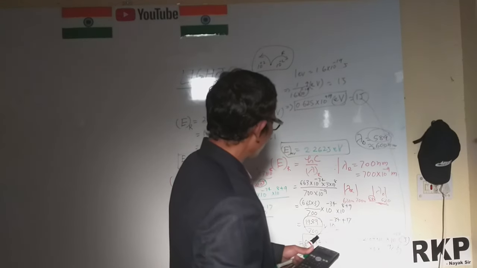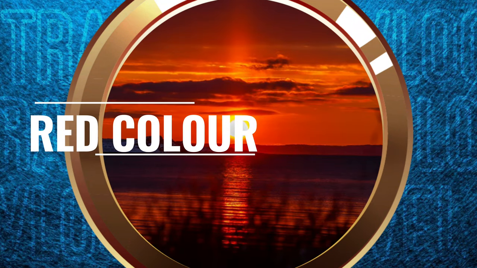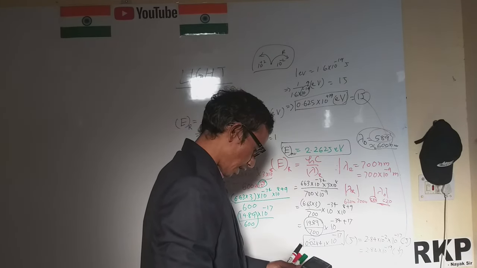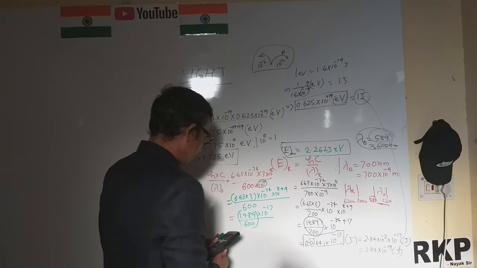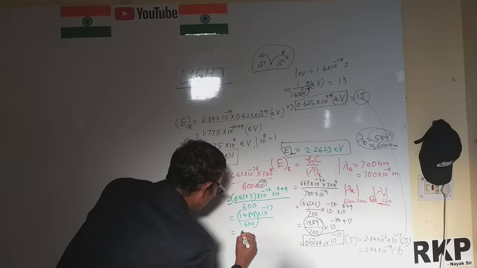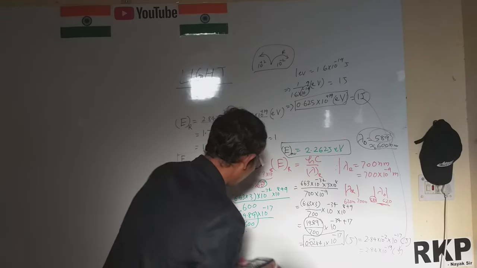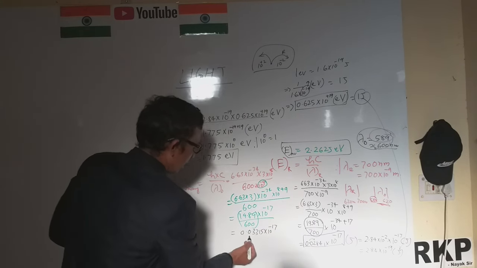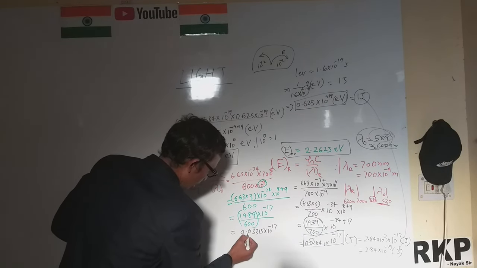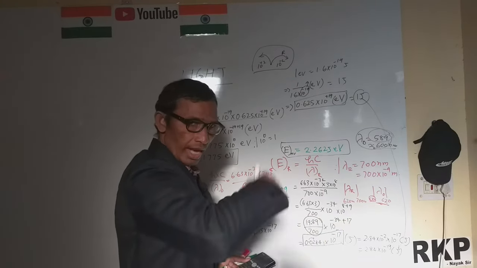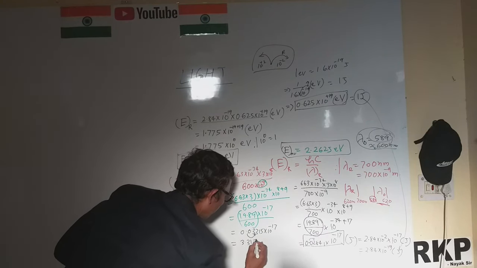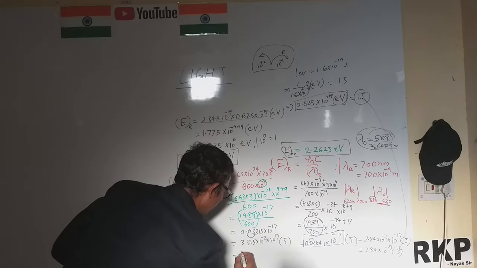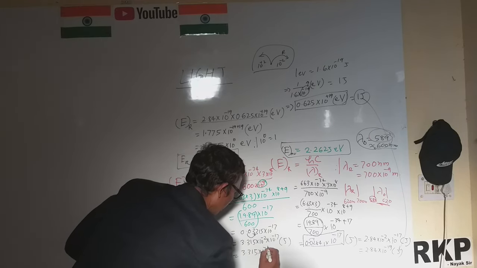When we calculate the red color energy, it is divided by 700. Now we divide by 600. So divided by 600, it will be 0.03315 into 10 to the power minus 17. When the point jumps two digits to the right side, then it will be 3.315 into 10 to the power minus 19 joule.